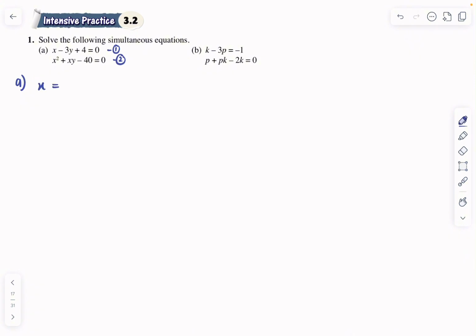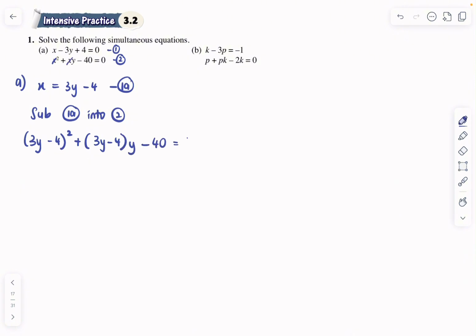So we can say x is 3y minus 4. I can call this equation 1a. Since we have x as the subject here, we can sub this into equation 2 like this. So we can say sub 1a into E2. So (3y minus 4) squared, so I sub here, plus 3y minus 4 times y, sub here, minus 40 equals 0.